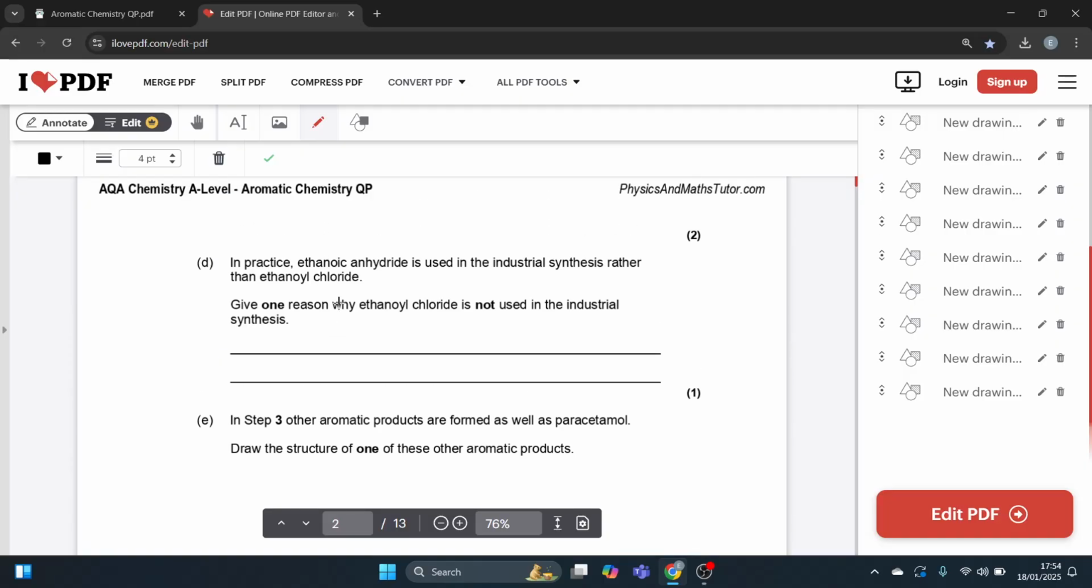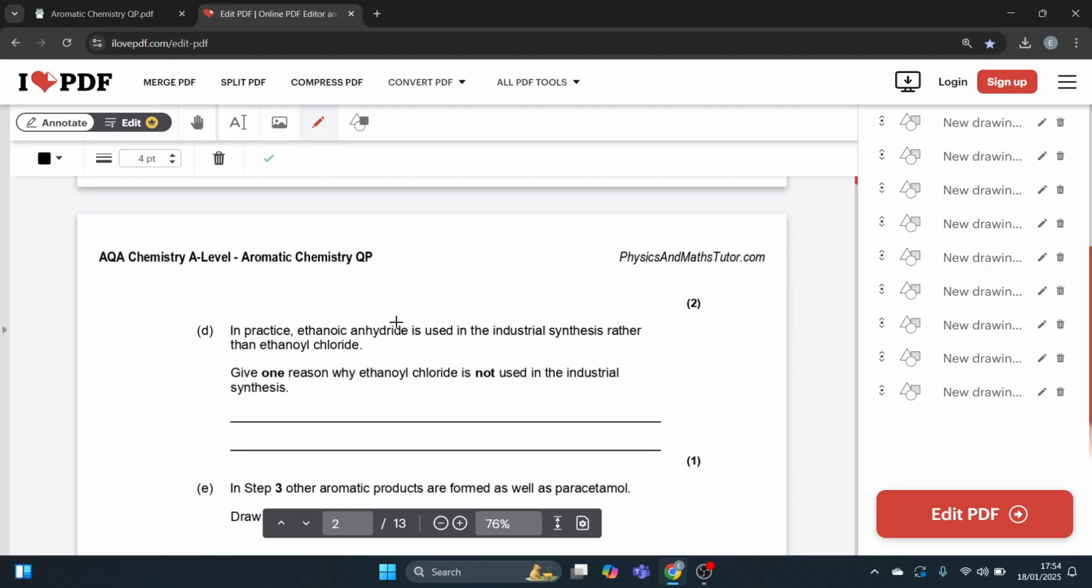Part D. In practice, ethanoic anhydride is used in industrial synthesis rather than ethanoyl chloride. Give one reason ethanoyl chloride is not used in industrial synthesis. This is a really nice question because it's that one on the advantages of ethanoic anhydride over ethanoyl chloride. The idea is ethanoyl chloride is corrosive, dangerous to use.